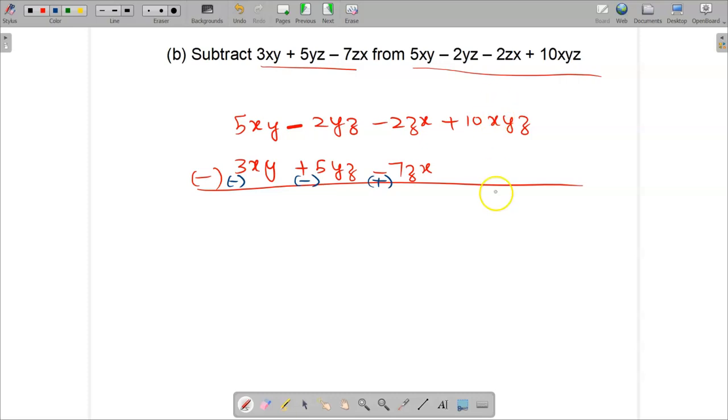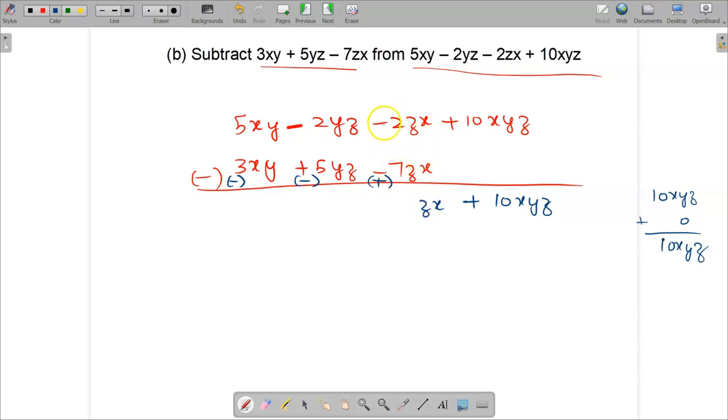Now coming to this term, there is no term in the second expression, so just write this term as it is. I don't have any term here. Plus 0 is the same term, 10xyz. So here it is plus 10xyz. Meaning that here there is no term at all. And coming to this expression, what is the variable? Just write the variable as it is.